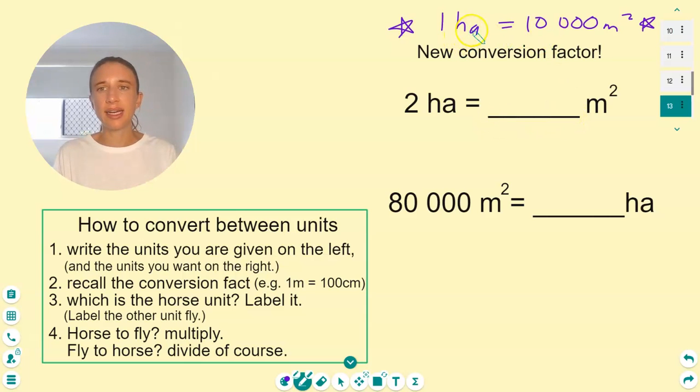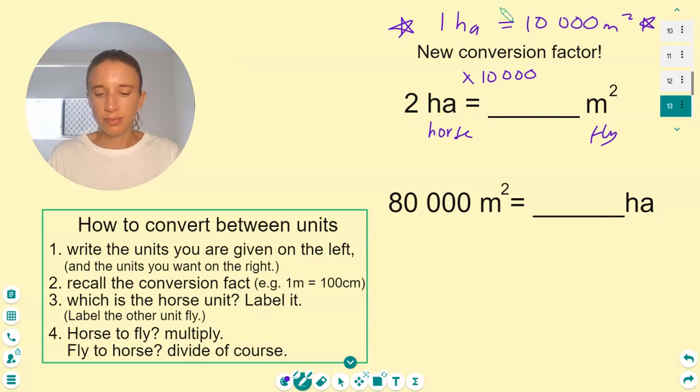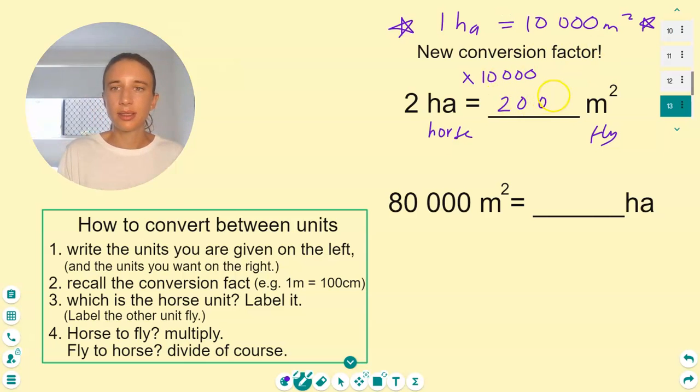2 hectares to meters squared. Well, if 1 hectare is 10,000 meters squared, right? We know that hectare is the horsier unit, and you are going to be multiplying by that conversion factor. And this time we don't do the square thing. It's a weird conversion factor, this one. I think I avoided it for a long time. Okay. 20,000. 1 hectare is 10,000 meters squared.